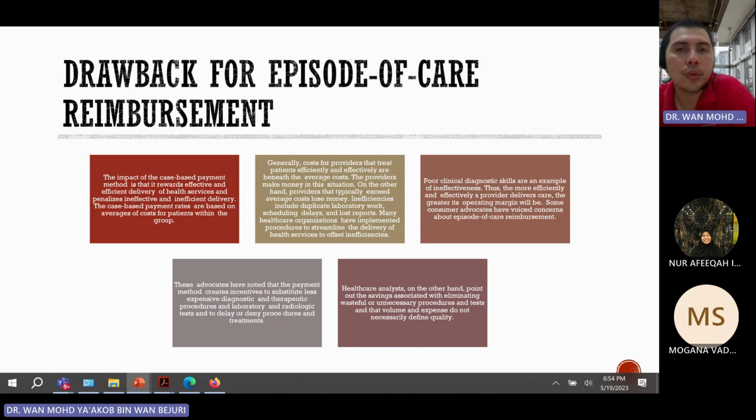Inefficiencies include duplicate laboratory work, scheduling delays, and lost reports. Many healthcare organizations have implemented procedures to streamline the delivery of health services to offset inefficiency. Poor clinical diagnosis skill is an example of ineffectiveness. Thus, the more efficiently and effectively a provider delivers care, the greater the operating margin will be. Some consumer advocates have voiced concern about episode of care reimbursement. Okay, these are the drawbacks of episode of care reimbursement.